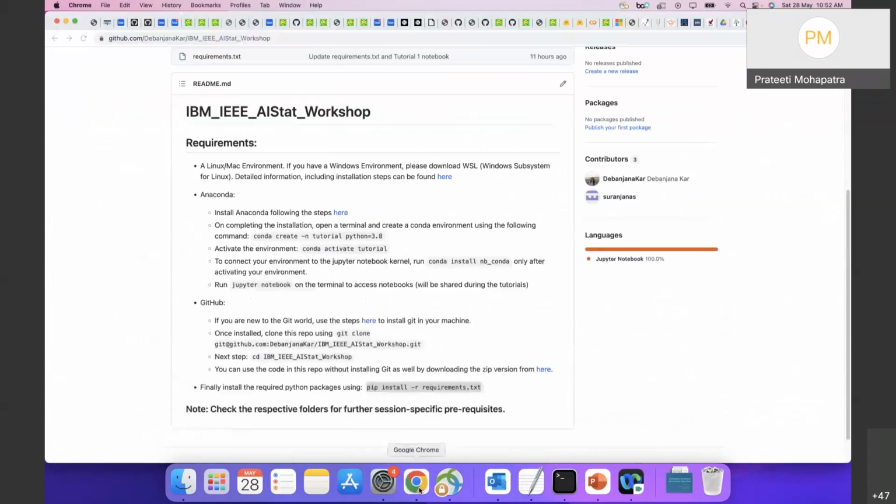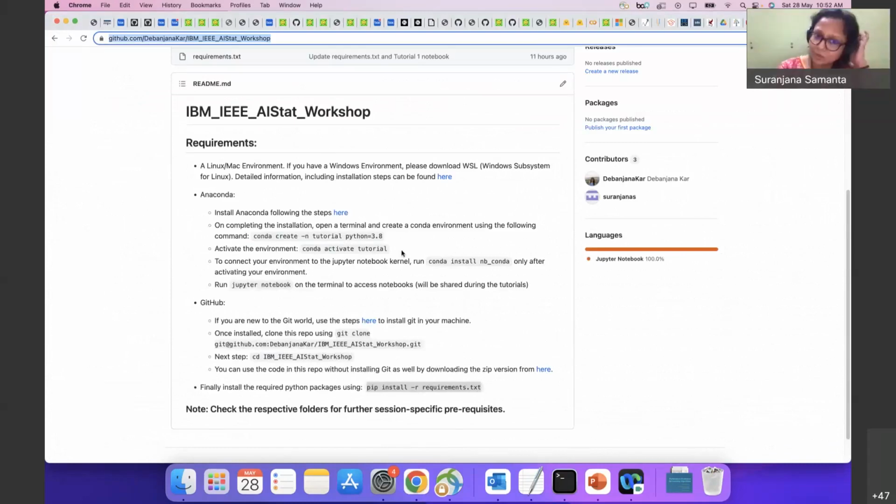So all these steps are here itself. It's always a good idea to create a separate environment for all the tasks, right? So it's just creating a Conda environment. The environment name is tutorial, and this environment will have Python version 3.8. We activate the tutorial, we clone the Git repo here.